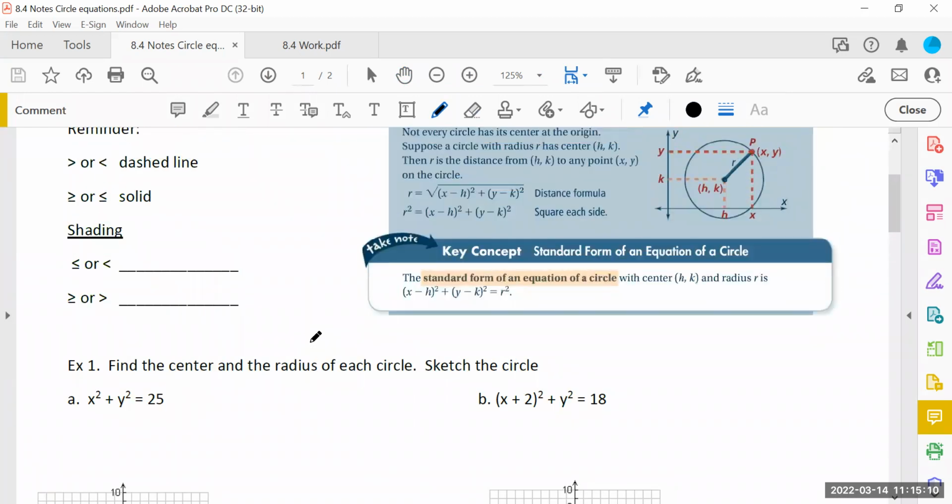Does everyone notice that there's no square root in our actual formula for the circle, whereas there was one in the distance formula? The reason the square root's not there is that they've squared both sides. And in fact, you could think of this as the Pythagorean theorem: a squared plus b squared equals c squared, where a is the x distance of a triangle, b is the y distance of a triangle, and c is the radius.